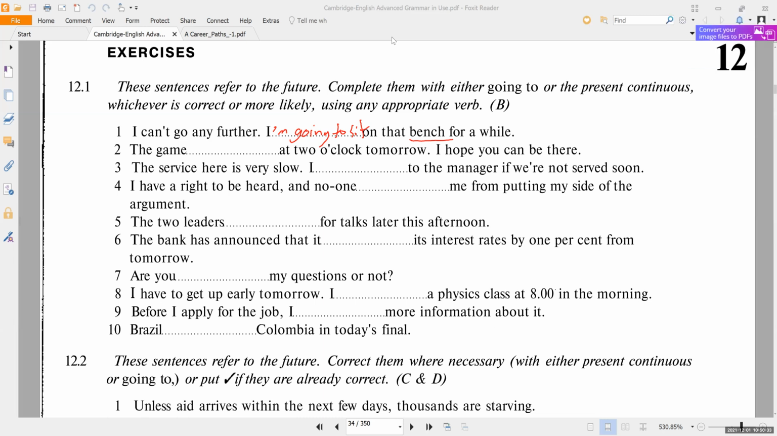The game at 2 o'clock tomorrow. I hope you can be there. The game. إذا هنا عندي المباراة.